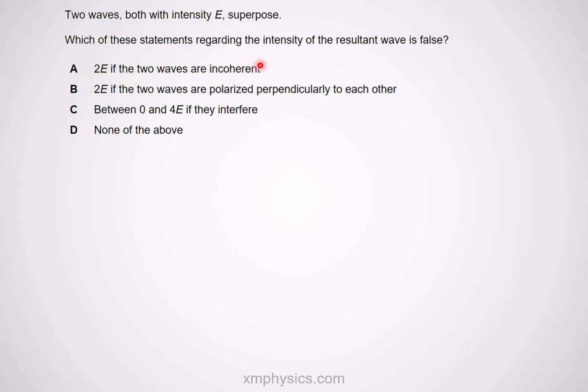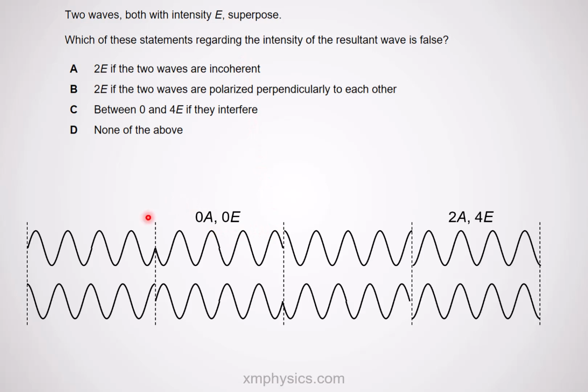In option A, we have two waves which are incoherent. If two waves are incoherent, it means they do not have a constant phase relationship. So they could be completely out of phase for a certain period of time, and then completely in phase in another period of time. So the interference switches from destructive to constructive to anything, right? It continuously changes. So what is the resultant intensity then? Well, the minimum is 0E, the maximum is 4E. So averaged over time, the resultant intensity is actually 2E. So option A is a correct statement.